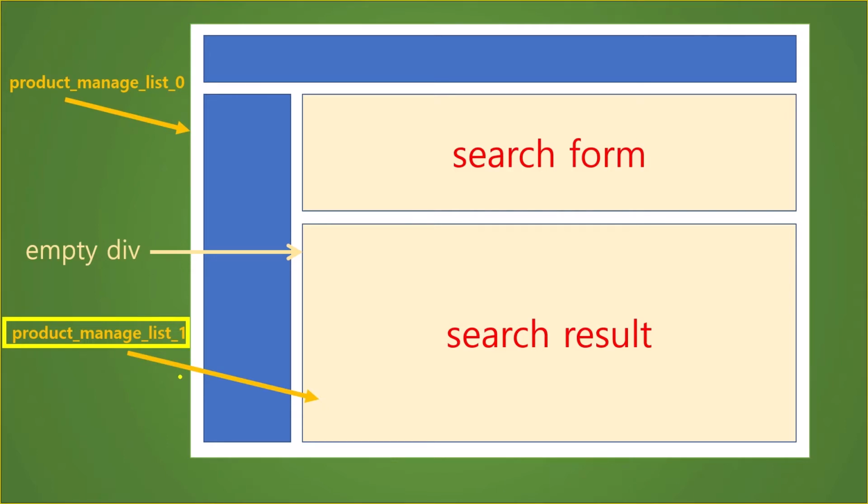Product Managed List 1 provides search result with input parameters given in the search form. It does not provide the full document. The top navigation bar, the side navigation bar, and the search form are not provided in Product Managed List 1. Only the search result is contained in it. Product Managed List 1 is called by Product Managed List 0 using AJAX.